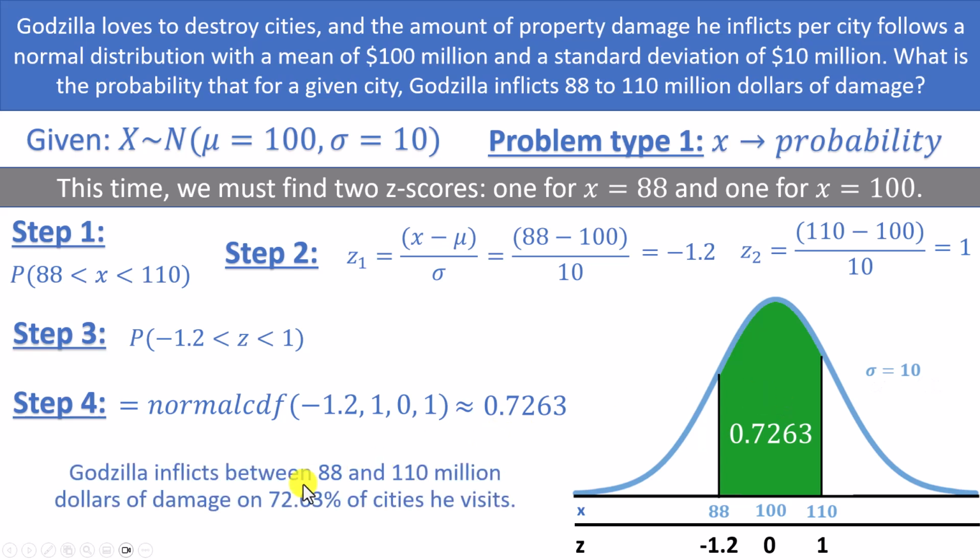So what that means is that Godzilla inflicts between 88 and $110 million of damage on 72.63% of the cities that he visits. So if you just chose a random city, then there would be a 72.63% chance that the damage would be between those two numbers.